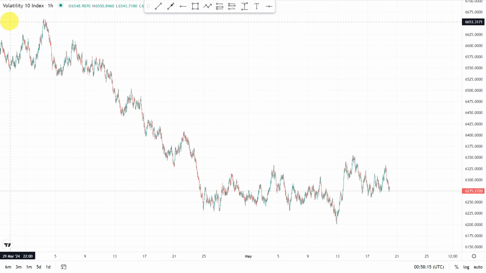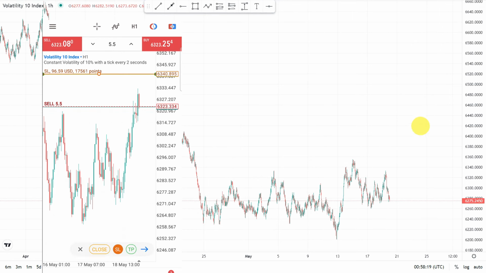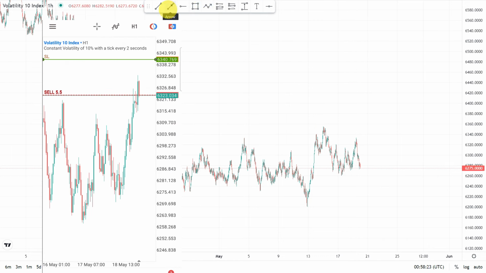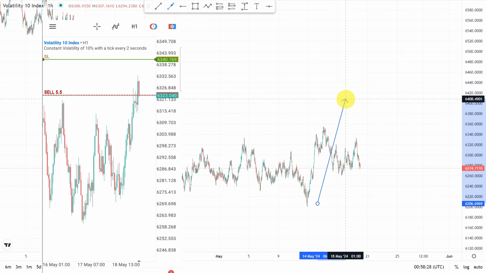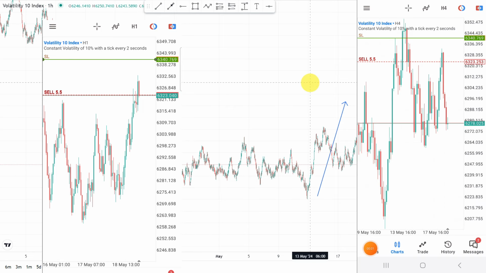So yesterday we did take a sell trade on Volatility 10 Index, and a lot of my students have been asking me, "Sir, why did you decide to take a sell trade while this market was moving in an uptrend and we were expecting this market to continue buying? Why did you take a sell entry on an uptrend market?"